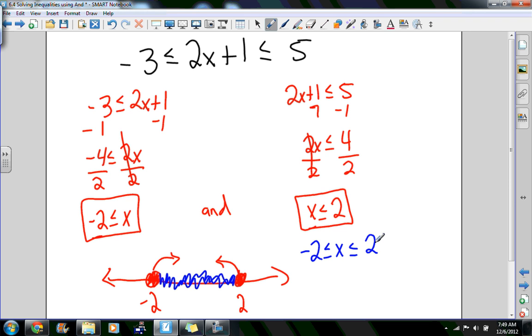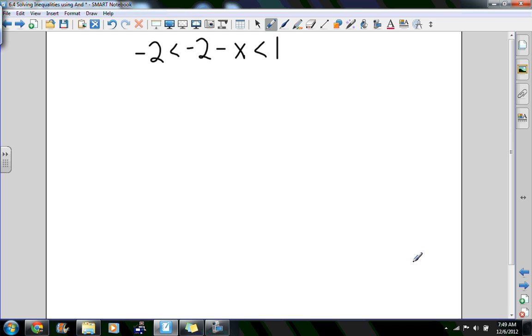Easy way to check is find an easy number that's in between these two, like 0, and put it into the equation and see if it makes a true statement. So I'm going to pick 0, and so I go -3 is less than or equal to 2x, which would be 0, plus 1 would be 1, it's less than 5. So is 1 in between 5 and -3? Yes, it is. So we've done it correctly. Now we're going to have you try this one here.